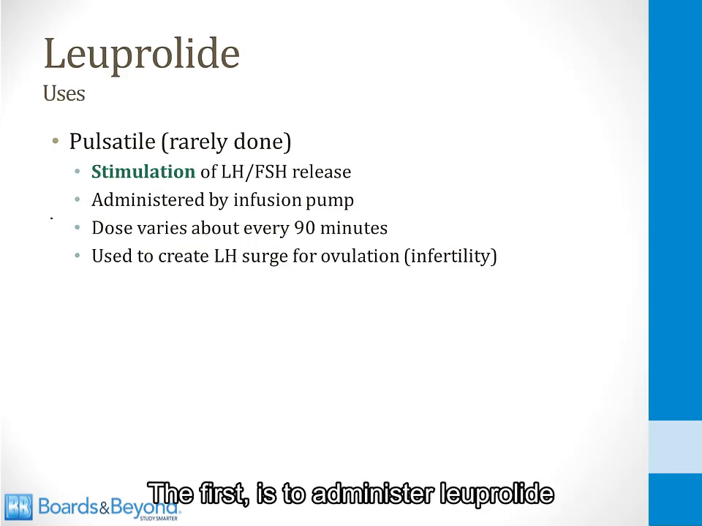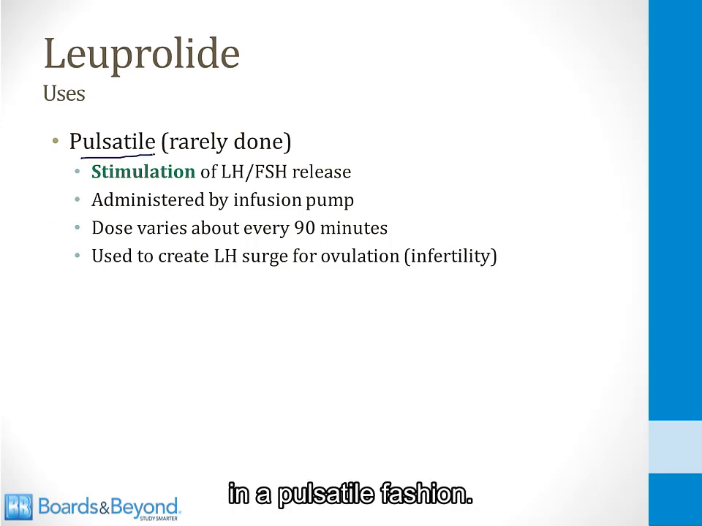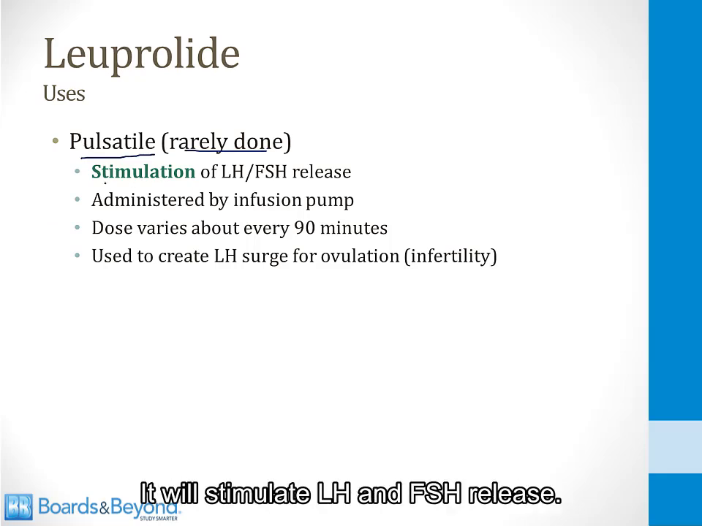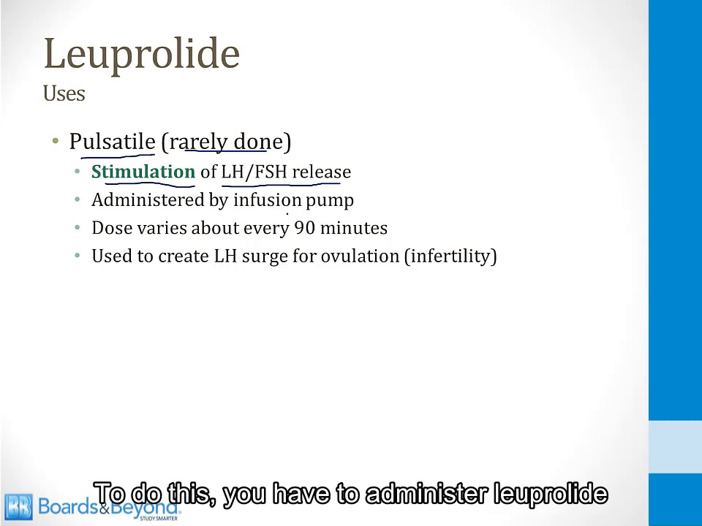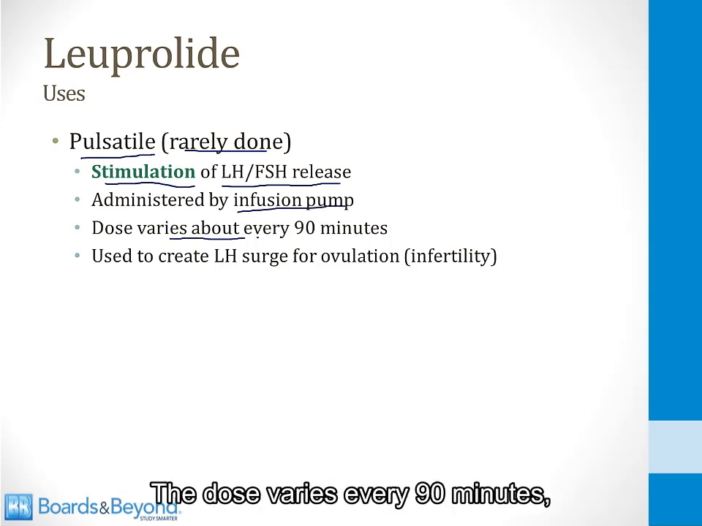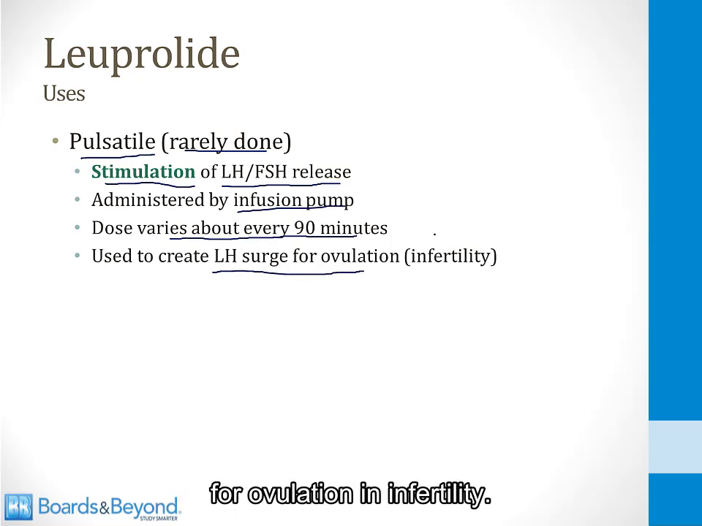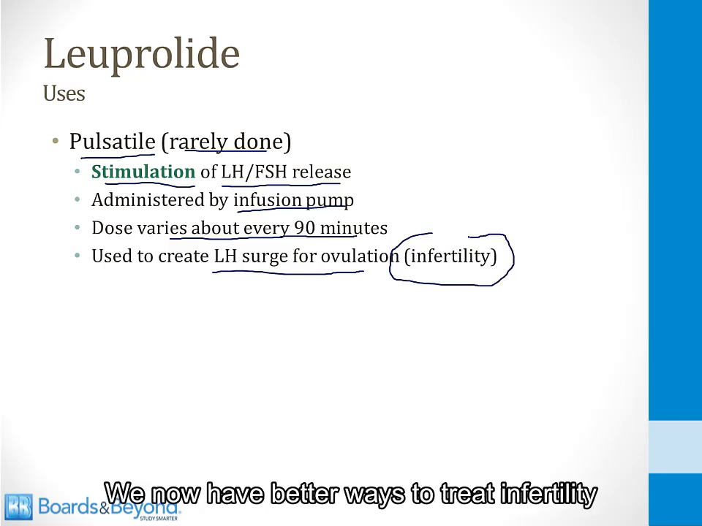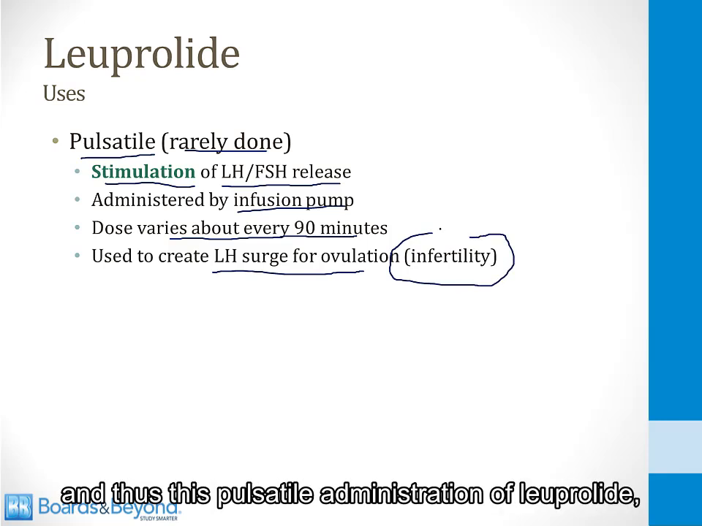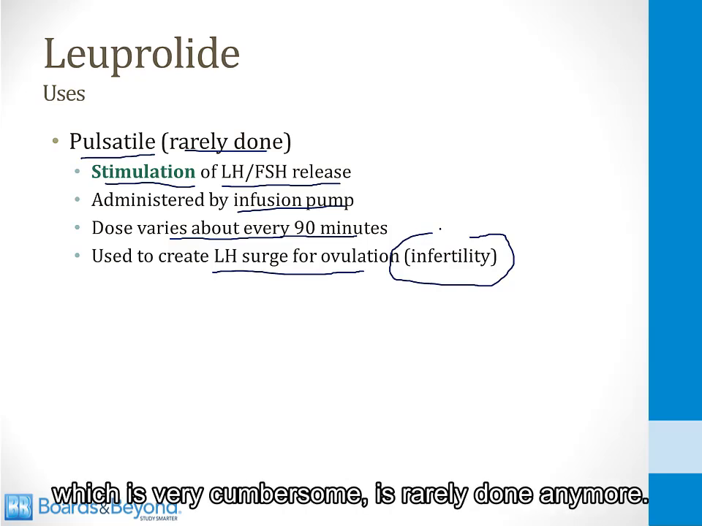The first is to administer Leuprolide in a pulsatile fashion. This is rarely done anymore. This is using Leuprolide as an agonist. It will stimulate LH and FSH release. To do this, you have to administer Leuprolide by an infusion pump. The dose varies every 90 minutes. And it's used to create an LH surge for ovulation in infertility. We now have better ways to treat infertility, and thus this pulsatile administration of Leuprolide, which is very cumbersome, is rarely done anymore.